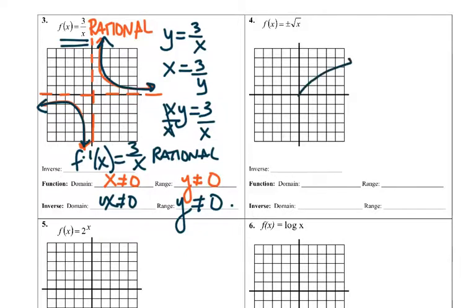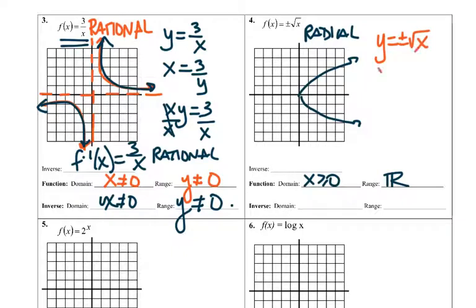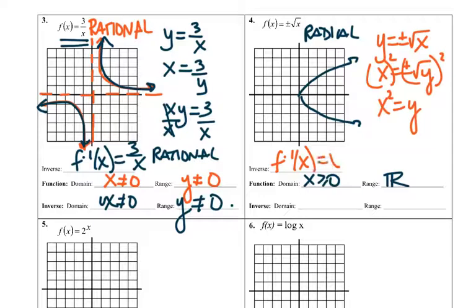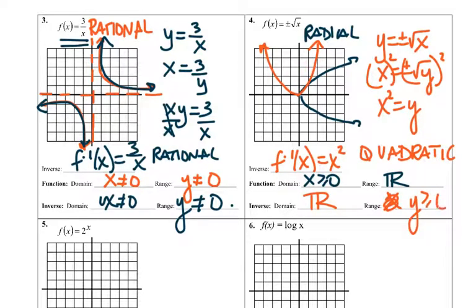Next one, y equals plus or minus root x. This is radical. The domain is greater than or equal to 0. The range is all real numbers. If I want to find the inverse, y equals plus or minus root x, switch the x and the y, and then what am I going to do to both sides? Square both sides. y equals x squared. The inverse of a radical is quadratic, which makes sense because the inverse of a quadratic was radical. All real numbers, y is greater than or equal to 0.